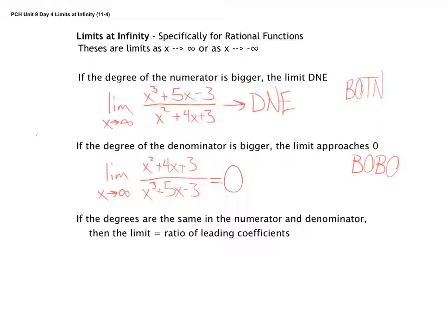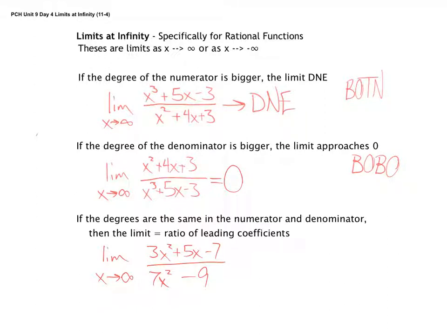Okay? If the degrees are the same in the numerator and denominator, okay? So in this case, let's say we had the limit as x approaches infinity of 3x squared plus 5x minus 7 over 7x squared minus 9.